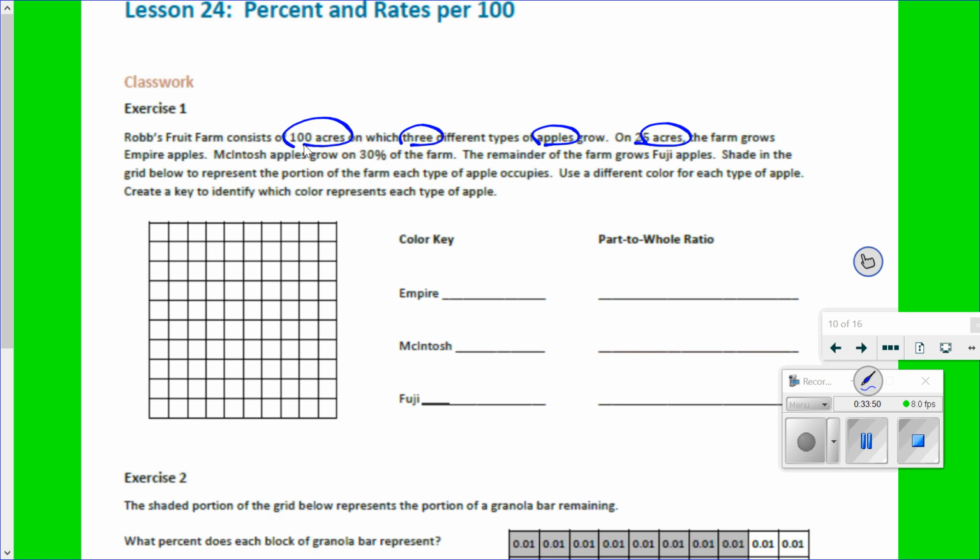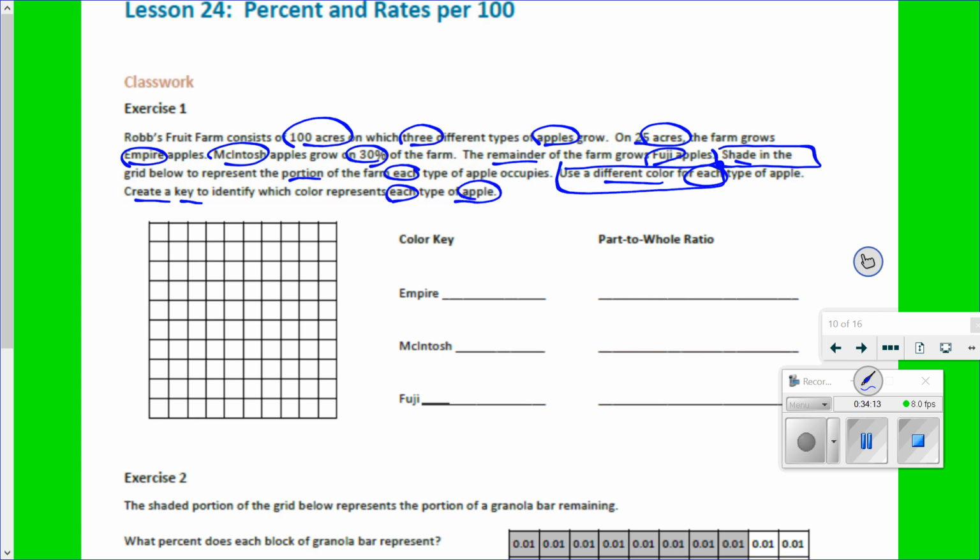Sounds good. 25 acres. He has Empire, Macintosh go on 30%. The remainder are Fuji. Shade in the grid below to represent the portion of farm for each apple. So there's our first part. Use a different color for each type, another piece of instruction, and create a key to identify which color represents each type of apple. Okay? So 3 things we need to do. That's why you needed to go grab 3 colors.